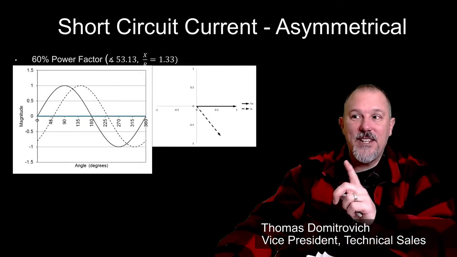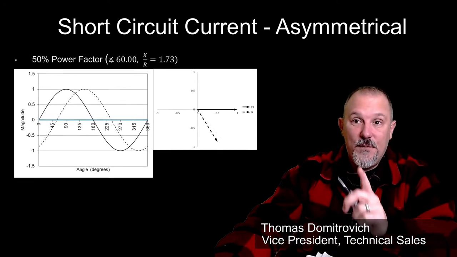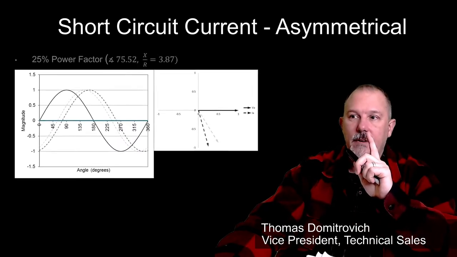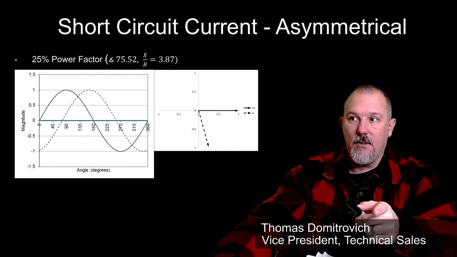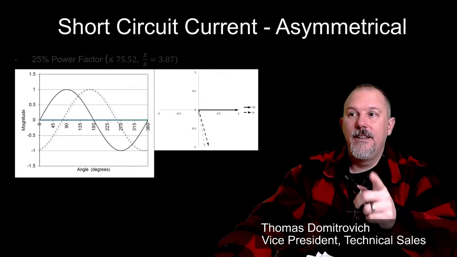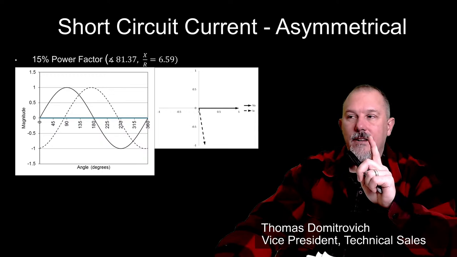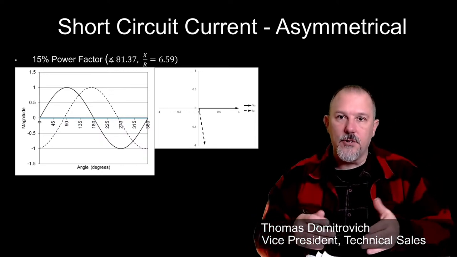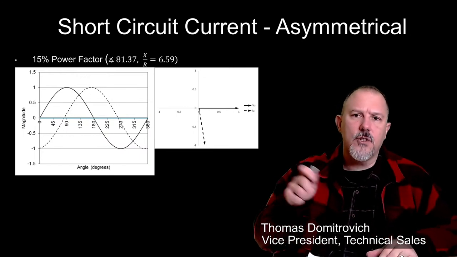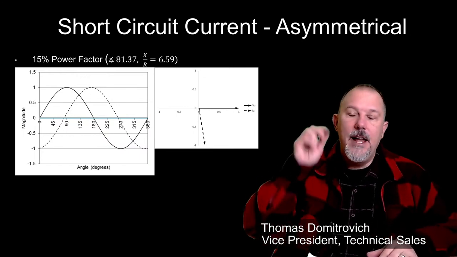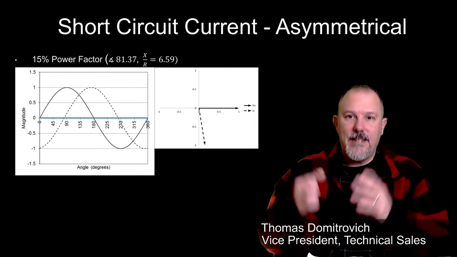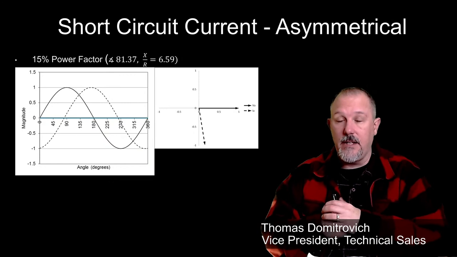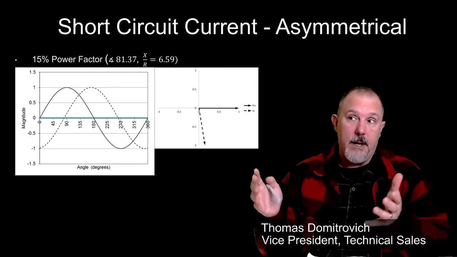right around your 60% power factor, there's 50% power factor, and there is 25% power factor, and there is 15% power factor. This is where we test our breakers, and I believe fuses are tested around 20% power factor. And why do we do that? We try to test at the worst case scenario. So this is an X to R ratio of 6.59, 6.6 rounded up.